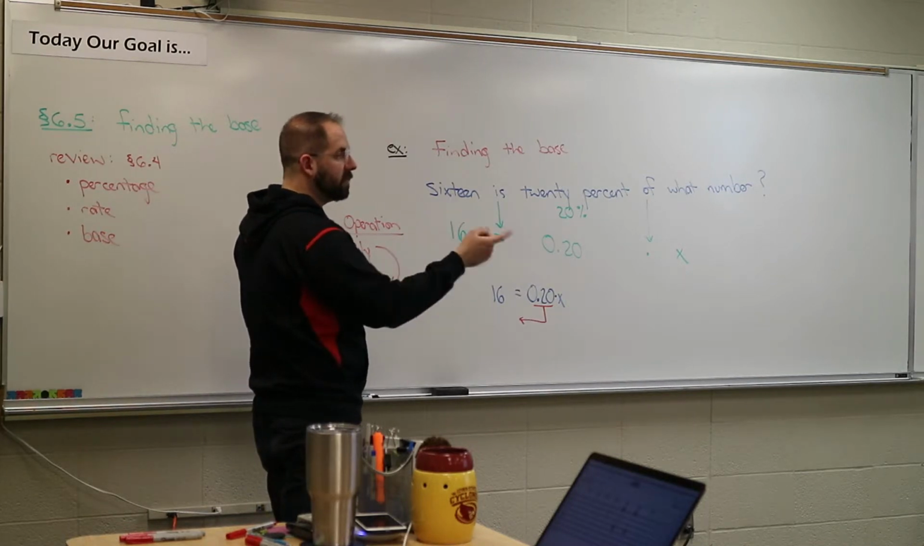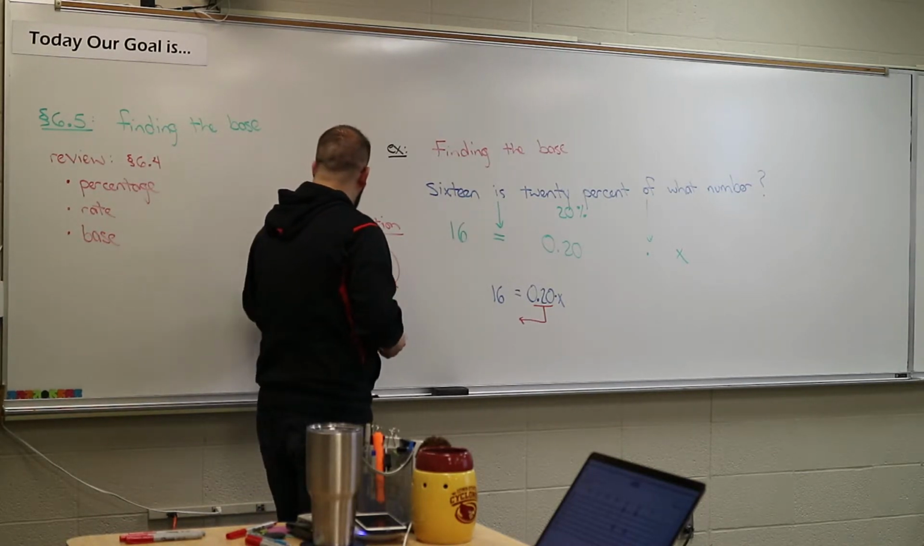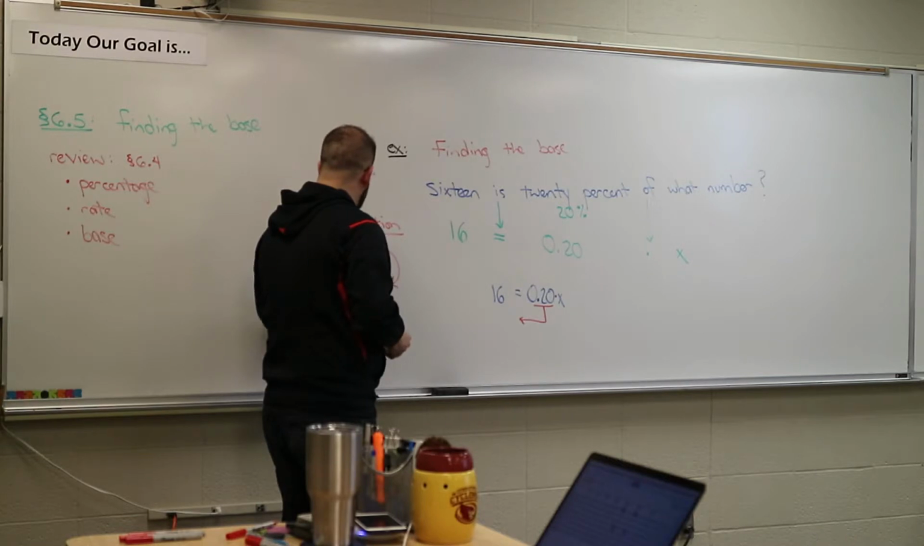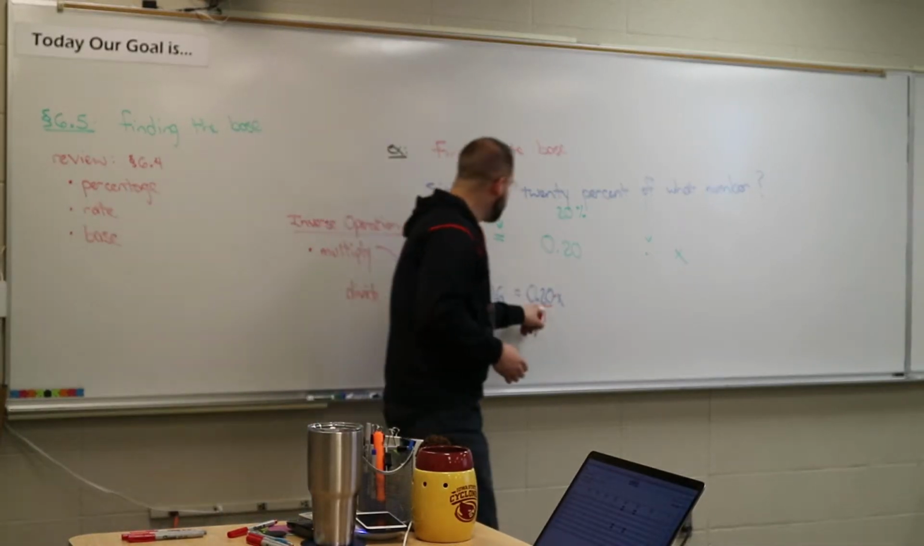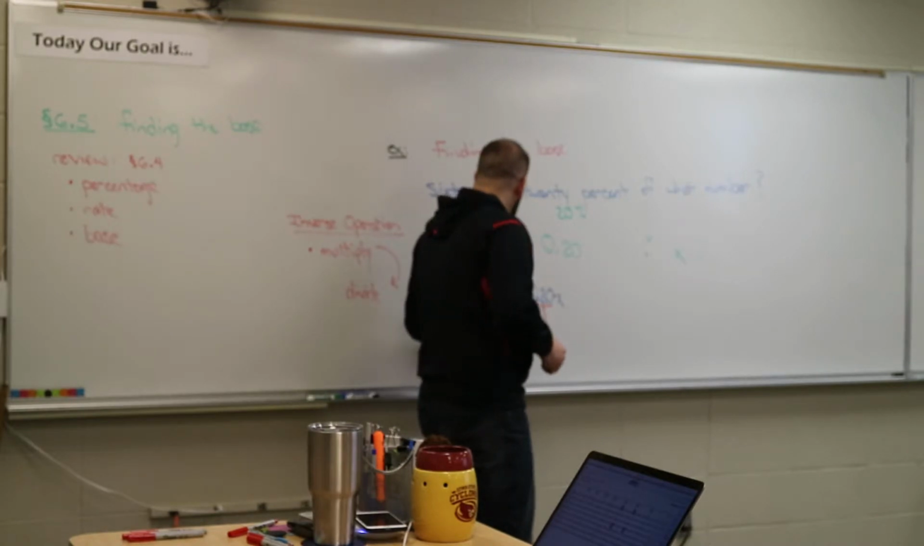You have 4 operations. Say it. Dividing. Divide. Yeah, that's what we're going to be doing. So instead of multiplying, we're going to divide by that number. So we're going to take the number that's attached to the x, move it over, put it on the bottom over here, and divide by it.